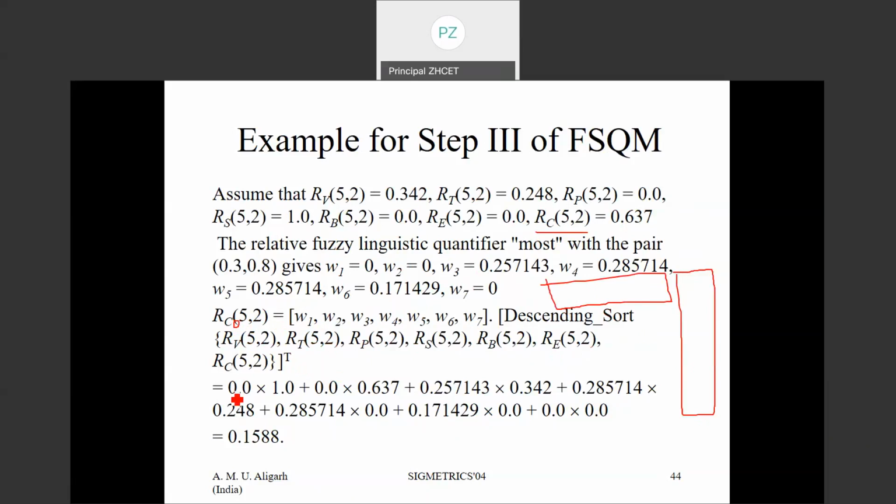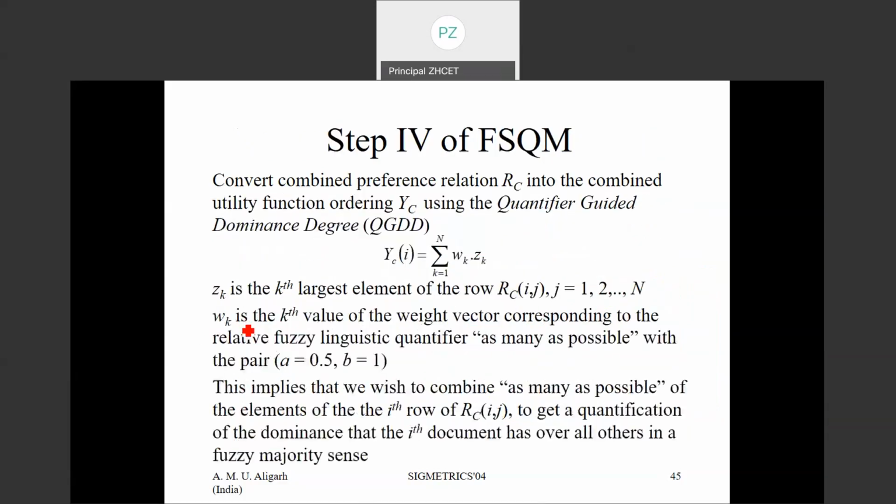So it will be like this, R multiplied by the column matrix or the vector based on these 7 components. We have already seen it, it will be W1 into the largest of them, which is 1, W2 into second largest, W3 into third largest, W4 into fourth largest, W5 into fifth largest, W6 into sixth largest, and W7 into seventh largest from amongst RV, RT, RP, RS, RB, RE, RC, all 5 tools. So this will give me RCOM 5.2. That way I can have a complete combined fuzzy preference relation matrix.